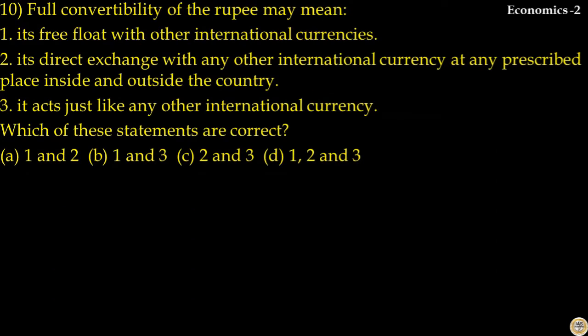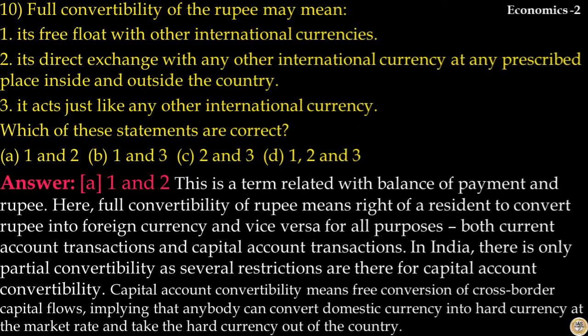Question number 10. Full convertibility of the rupee may mean: one, its free float with other international currencies; two, its direct exchange with any other international currency at any prescribed place inside and outside the country; three, it acts just like any other international currency. Which of these statements are correct? Here the answer to this question is option A. Statements 1 and 2 are correct.